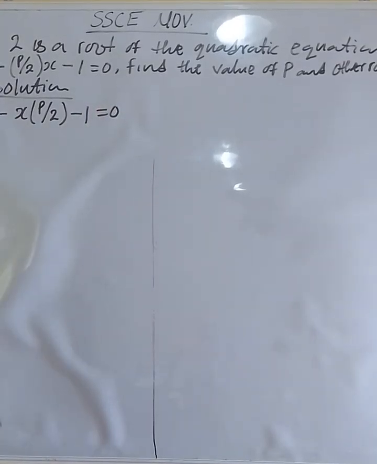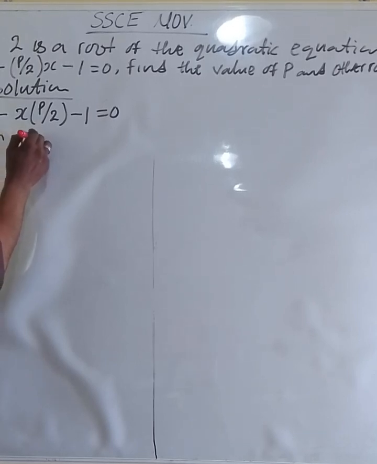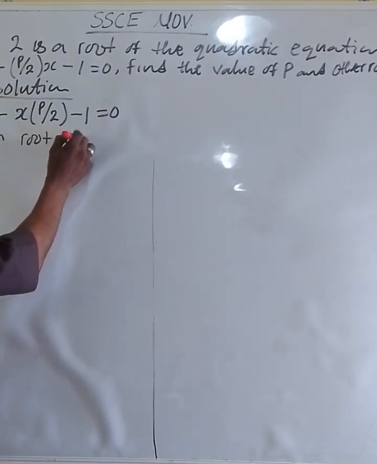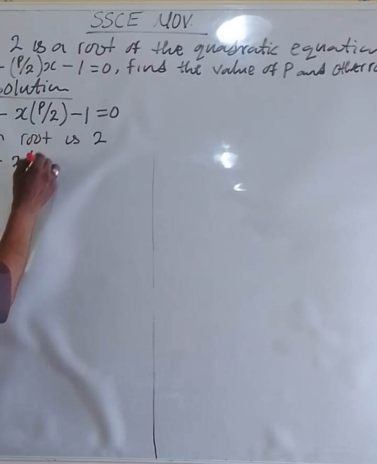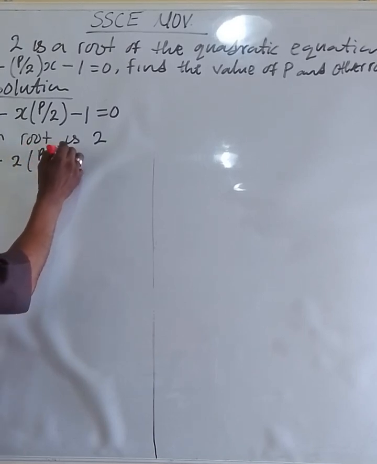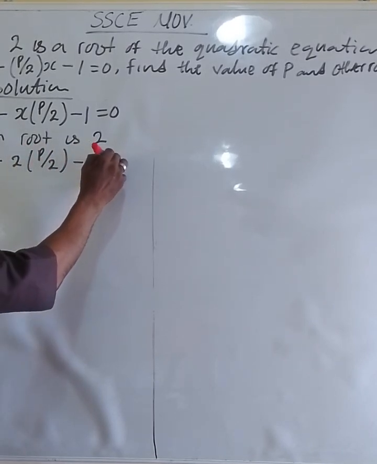So the first root we are given is 2. So we will substitute 2 to represent x. Whenever we have x, we represent it with 2. So we now have 2 raised to power 2 minus 2 into bracket p over 2 minus 1 equals 0.